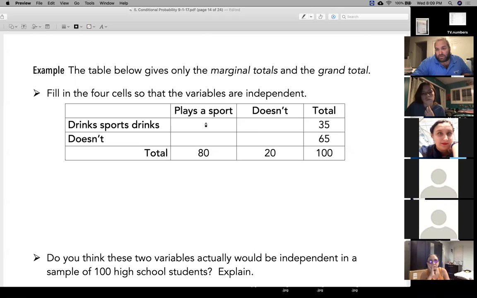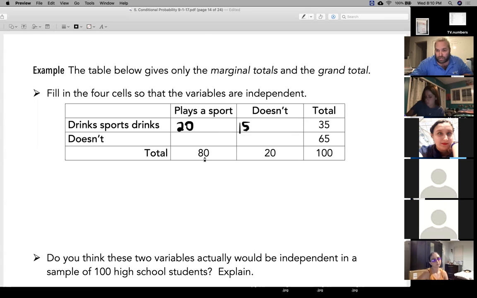No, you can't. So give me any two numbers that might work for these two cells. 20 and 15. Okay, let's try 20 and 15. First of all, notice that they do add to 35, which is condition number 1. These two numbers must add to 35, correct? Now, 20 over 80 and 15 over 20, are those equal?